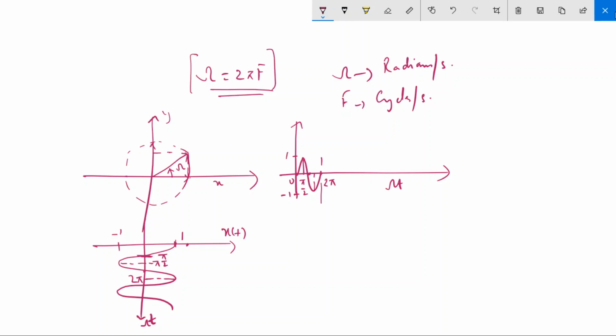2 pi is the number of radians in one cycle, and f is the number of cycles in 1 second. So how many total radians? It is nothing but 2 pi f. So this is the concept of frequency in continuous time.